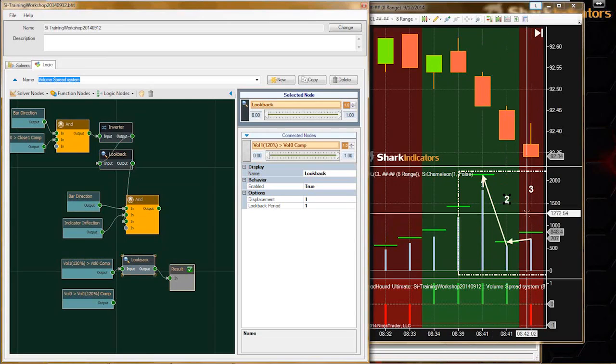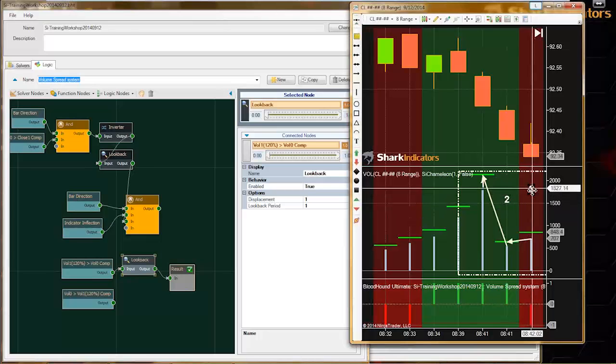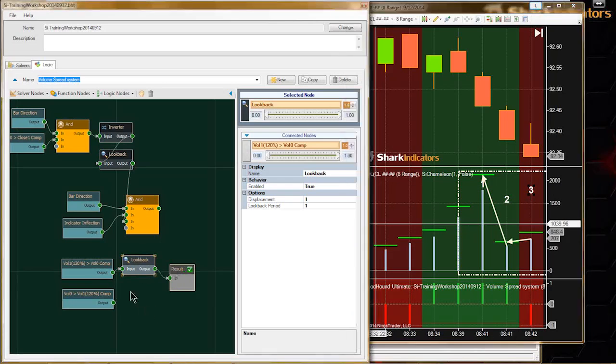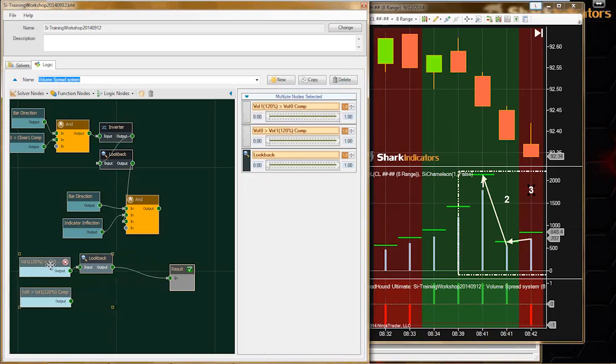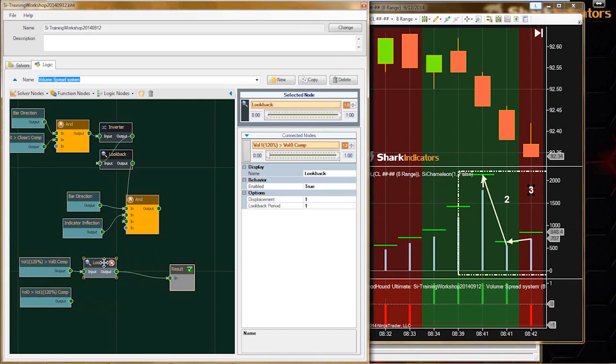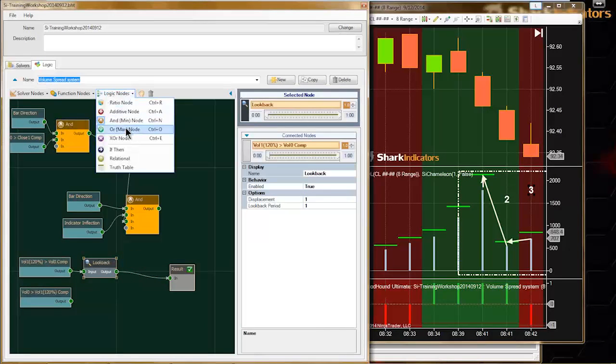Shift that forward like so. And so look, now our short signal is on bar 3. Okay, it's been shifted forward onto bar 3. So the next step is to join these guys together with an AND node.